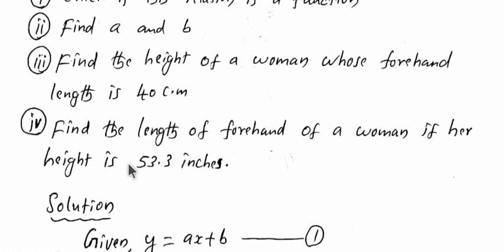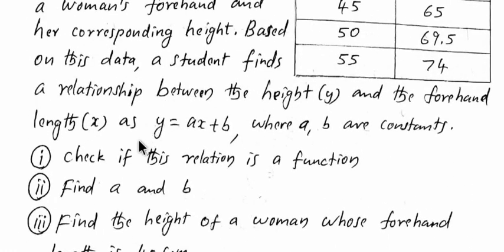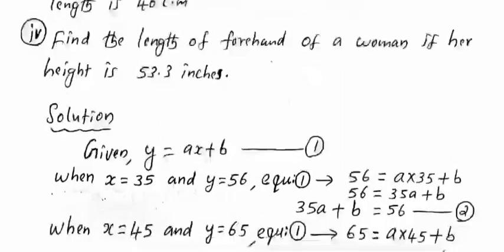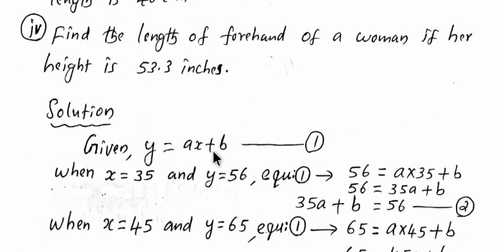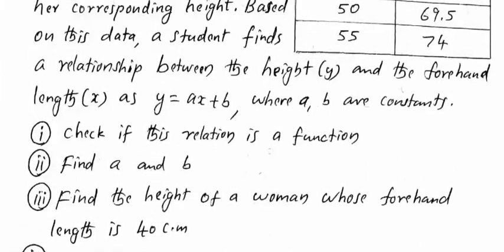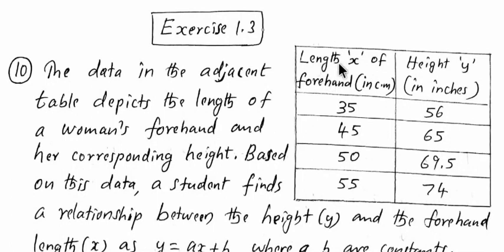Solution. In our question, an equation is given. Consider that equation: y is equal to ax plus b. Put equation number 1. Here x and y are given in the table. Length x of forehand in centimeter, these are the values of x. Height y in inches, these are the values of y.